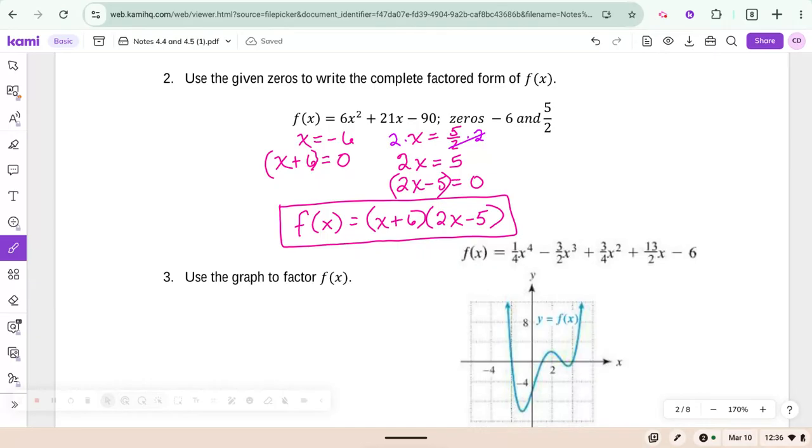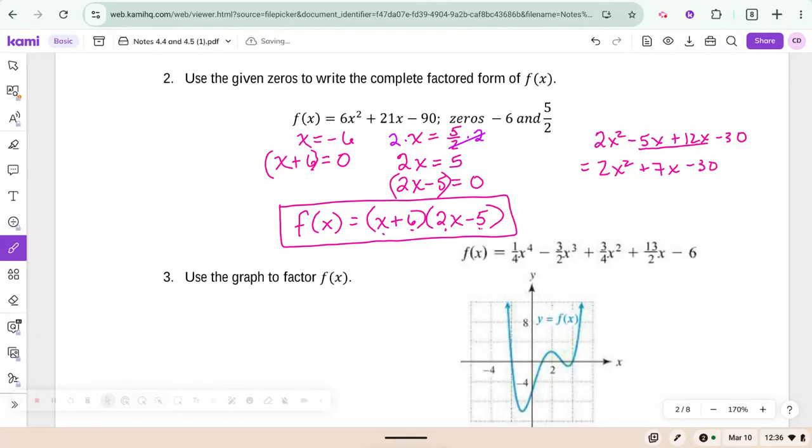Now, if I were to multiply these back out, I would get 2x squared, so x times 2x is 2x squared. x times minus 5 is minus 5x. 6 times 2x is 12x. And 6 times minus 5 is minus 30. That would give me 2x squared. And then when I combine these, that will give me 7x minus 30.